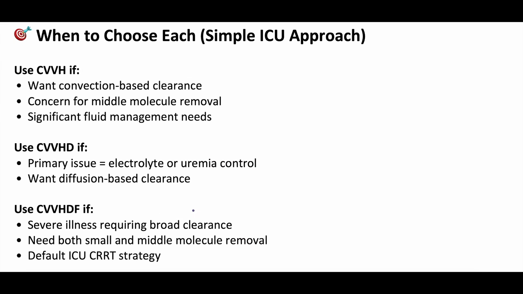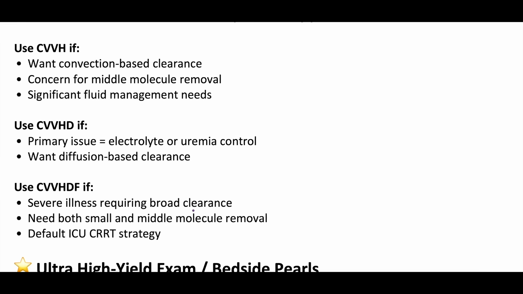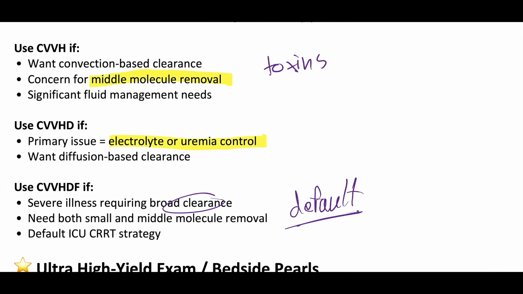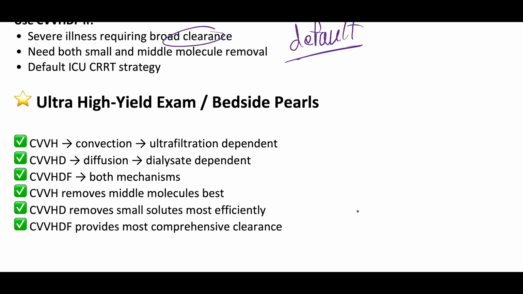So when to choose each: for CVVH, if you really are just interested in middle-sized molecule removal, let's say it's toxins, CVVH is a nice modality. If you're really just interested in electrolyte or uremia control, CVVHD is nice. If you just want broad solute clearance, CVVHDF, which again is often the default modality that is used, is the best. So high-yield pearls, we're getting close to the end here.